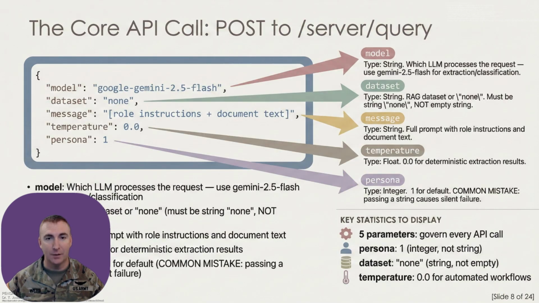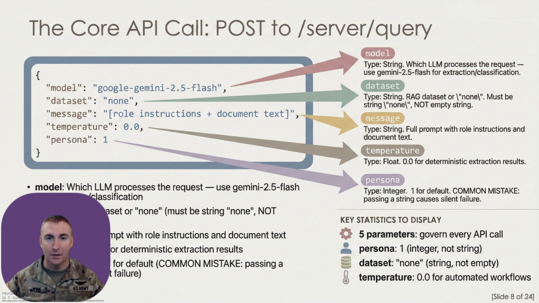1 API call, 5 parameters. Get any wrong and you get silent failure. No error message, just empty output. 2 traps to know. The dataset field must be the string "none", not an empty string. Empty string causes silent failure. The persona field must be the integer 1, not a string. Passing a string description instead of an integer returns nothing. No error, no warning. That single mistake has cost teams hours of debugging.